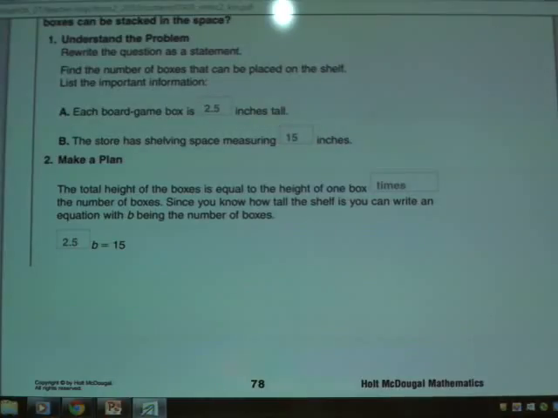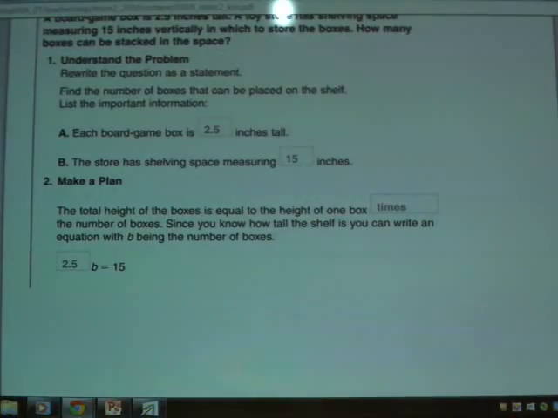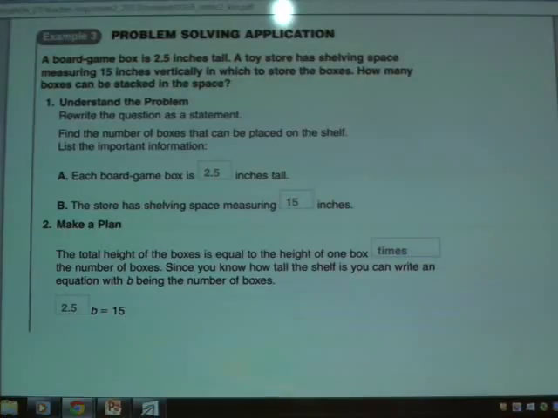All right, let's go ahead and take a look at the next question. It's a word problem. It says a board game box is 2.5 inches tall. A toy store has shelving space measuring 15 inches vertically in which to store the boxes. How many boxes can be stacked in the space?